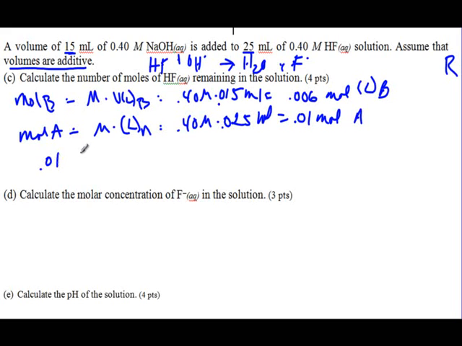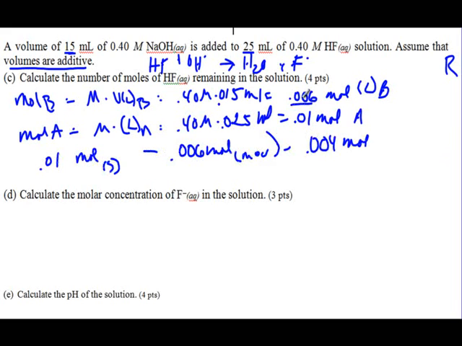So if I take 0.01 moles of this, which is my starting number of moles, and subtract whatever it took for OH, 0.006 moles to neutralize, I'm going to have 0.004 moles, and I want 2 sig figs, 0.0040 moles of HF remaining.